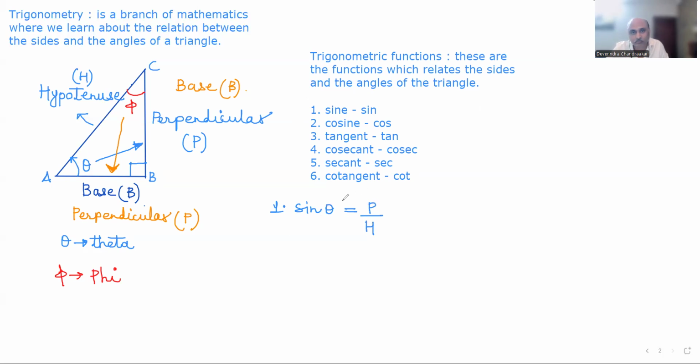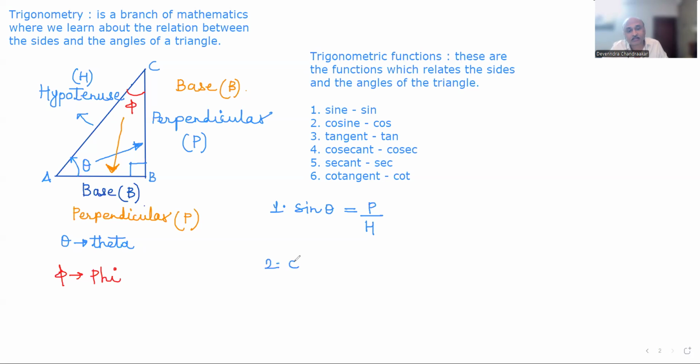When you give the input of theta here to sine, you get the ratio of these two sides. I hope all of you understood this. The input is of the angle. When you are giving the input of the angle to this trigonometric function, the output which it is giving is the ratio of the sides. Got it, everybody?